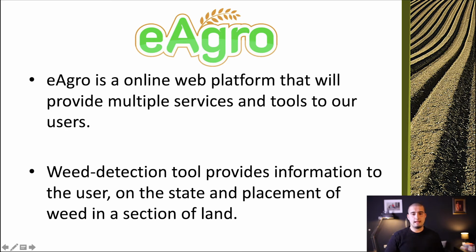I would like to take a moment and explain a bit better what EAGRO is. EAGRO is an online web platform that we are currently developing. There are, in fact, multiple organizations worldwide tackling the same issues and developing projects with the goal to digitalize agriculture. Our main goal is to achieve a singular platform that will provide multiple tools and services to our users. In this presentation, I'll be showcasing the development of one of those tools that provides information to our users on the state and placement of weed in a section of land that will, as I will explain later on, help them in their farming process.